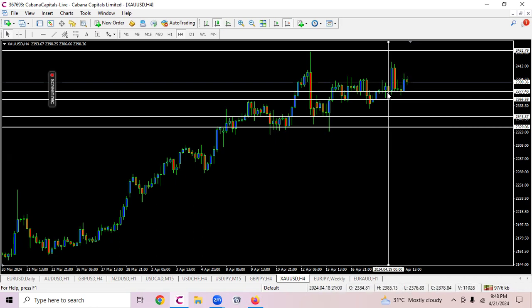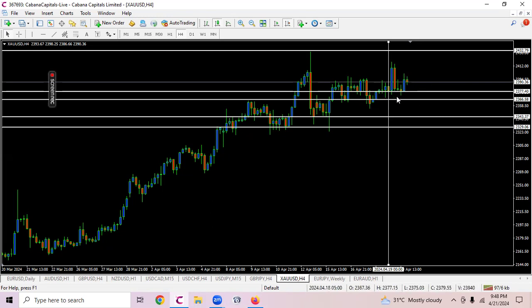You can see what formed at this support zone, this demand zone. We had a bearish spinning bottom, and the next candlestick closed bullish above the high of this spinning bottom. This tells me that there are more bulls than bears. So we should be considering buying.